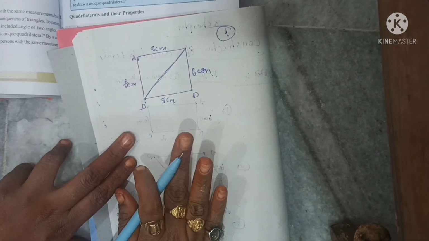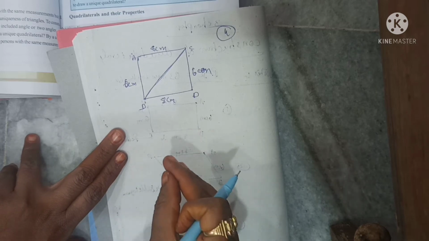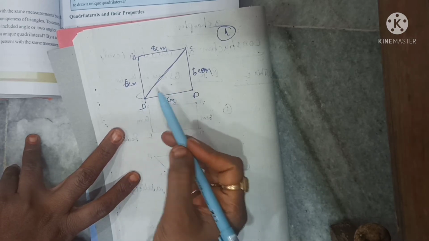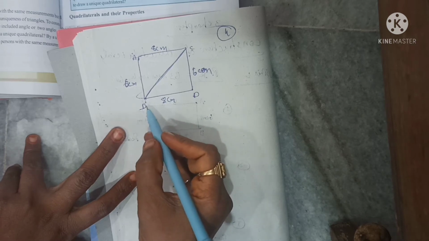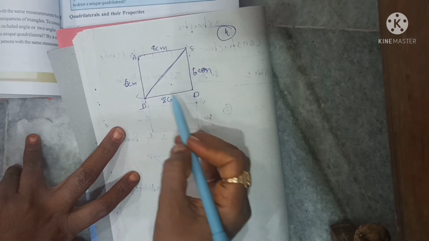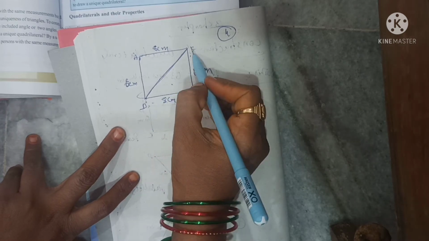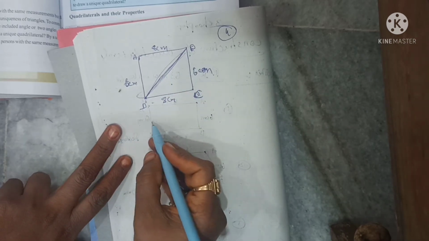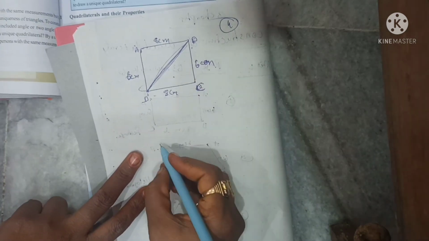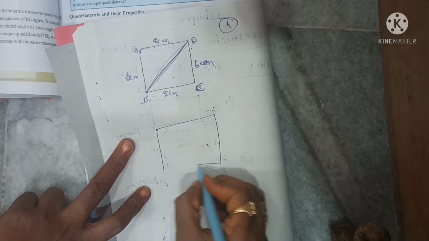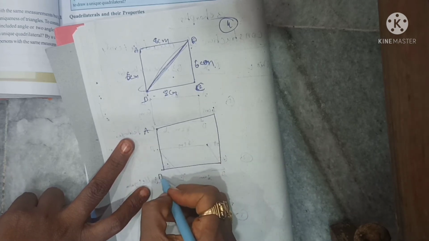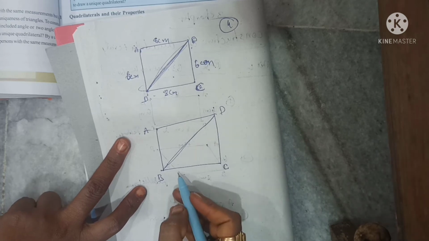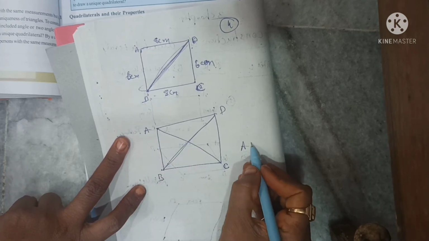Now in the fifth figure, there are 2 sticks of 6 centimeters and 2 sticks of 8 centimeters. Now introduce a stick of 6 length in BD. B to D, one stick is arranged. Now push it. This is the fourth figure, and the fifth figure already has A, B, C, D. Now A to C.